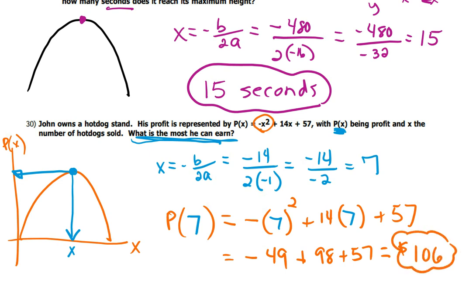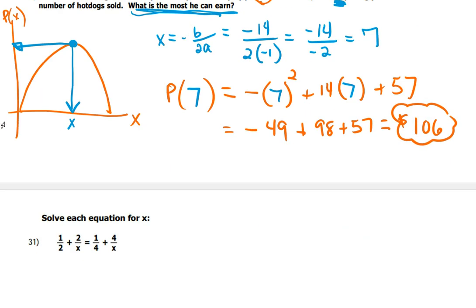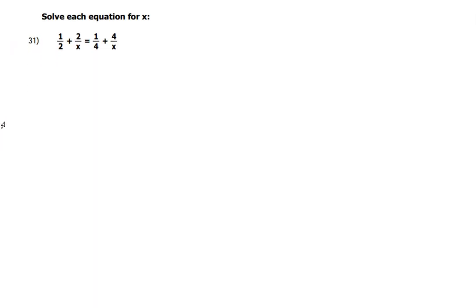Okay. Maximum profit from 7 hot dogs. Okay, those must be some amazing hot dogs. 7 hot dogs for $106. Okay. All right, what's next here? 31 says, solve this equation for x.